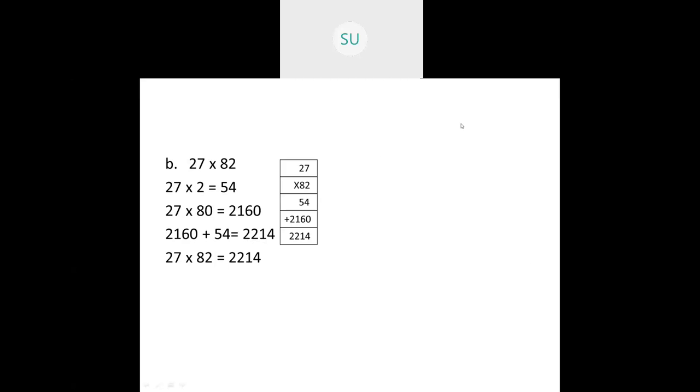Then we have 27 into 82. First we multiply 27 with 2, which is 54. Okay, then we multiply 27 with 80. So when you do the multiplication, you will get 2160. Now we are adding both the numbers. We have 4 plus 0, 4. 5 plus 6, 11. So write down 1 and carry over 1. 1 plus 1, 2. And then 2. So 2,214.